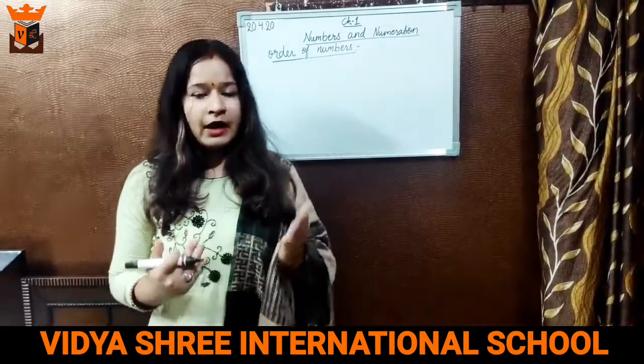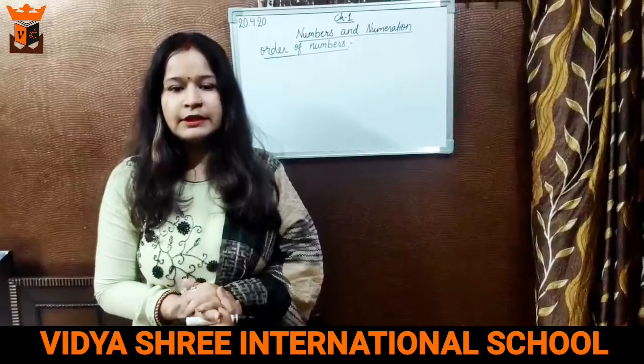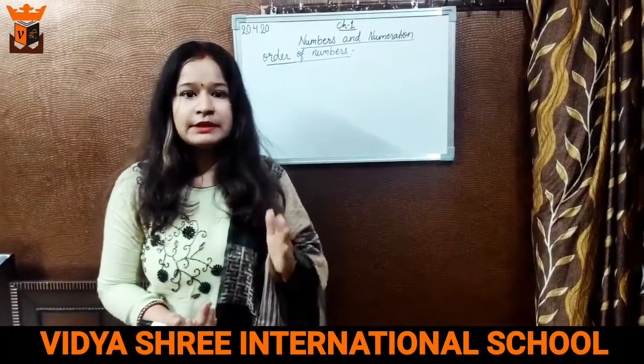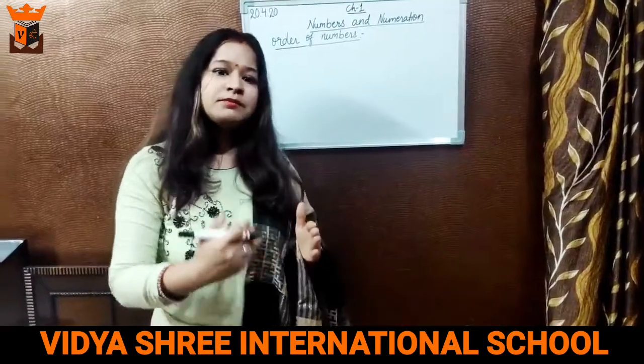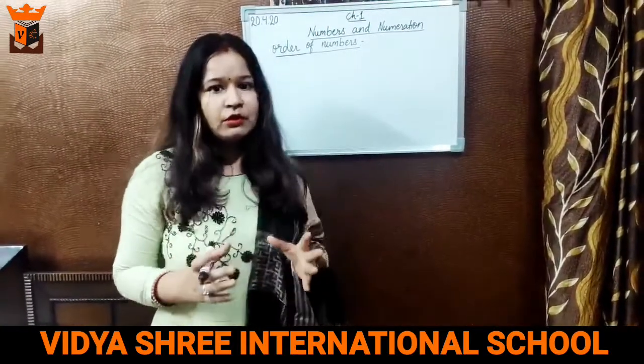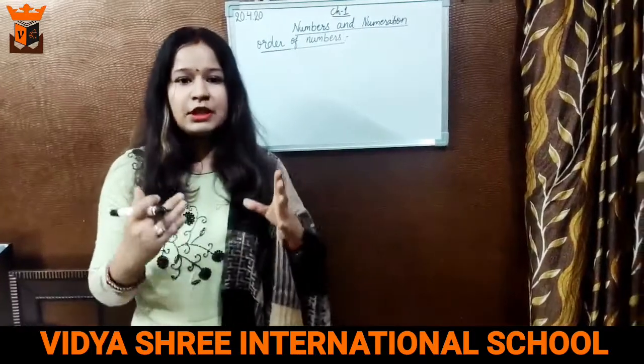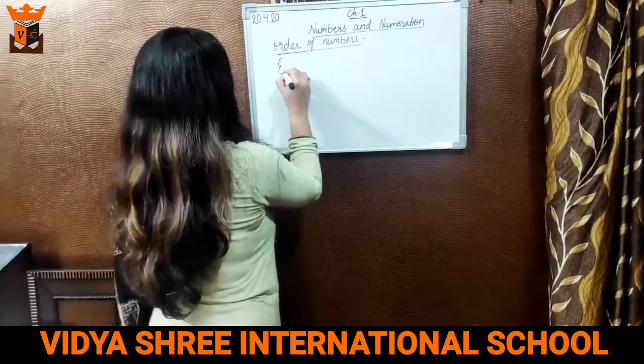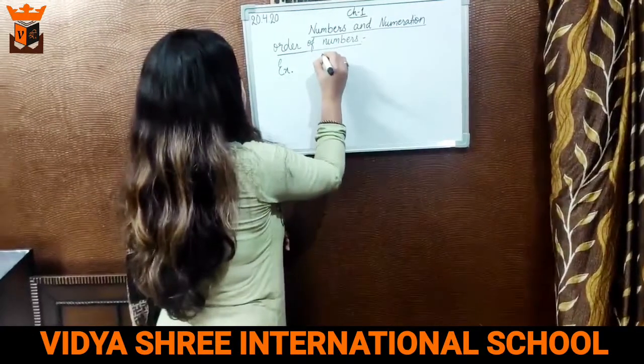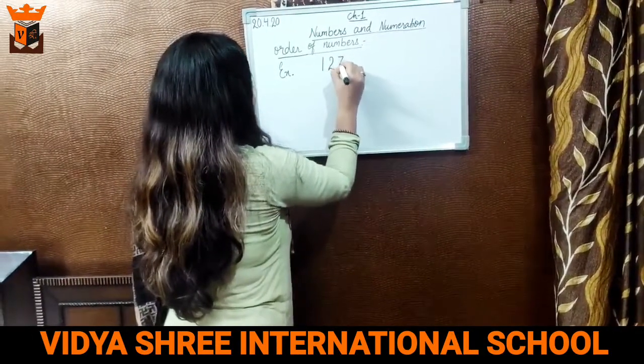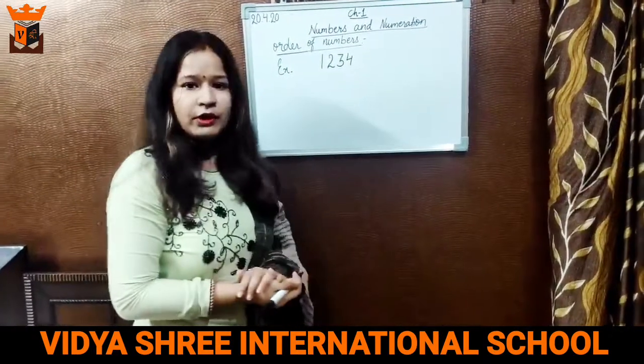Now what is successor and what is predecessor? Successor, as the name shows itself, is the number which comes forward. That means the number which is given to you and the next number which comes after this number is called its successor. Similarly, what is predecessor? The number which comes before the given number is called predecessor. We will understand this concept also with an example. Let us take a 4-digit number, 1, 2, 3, 4.